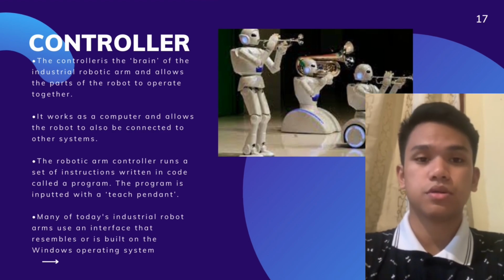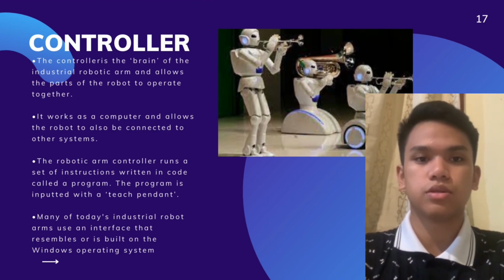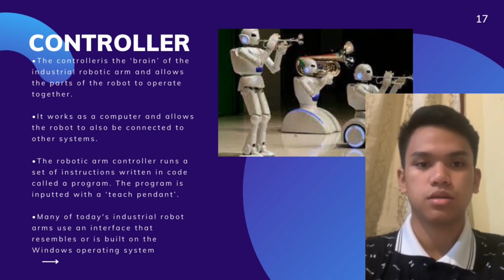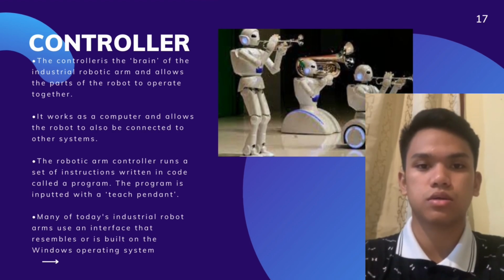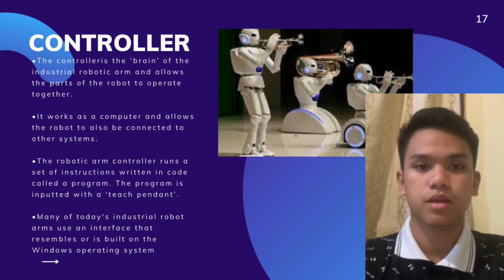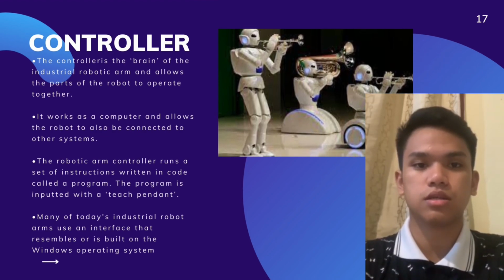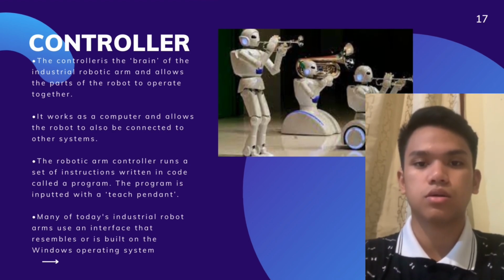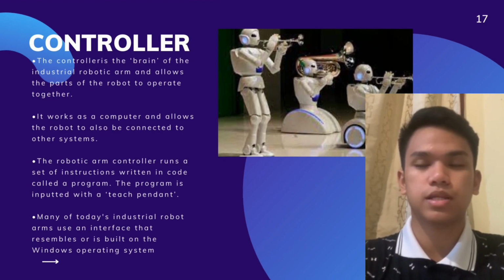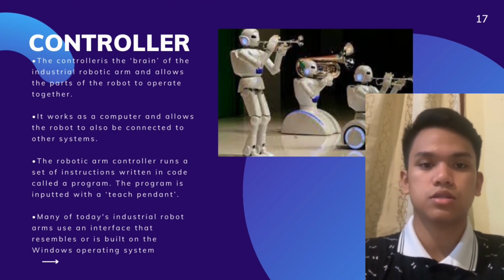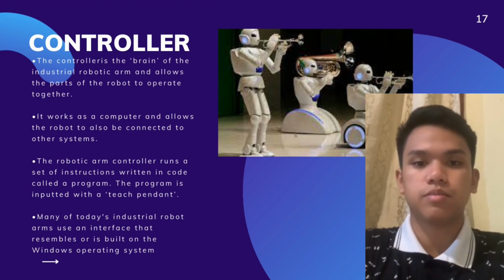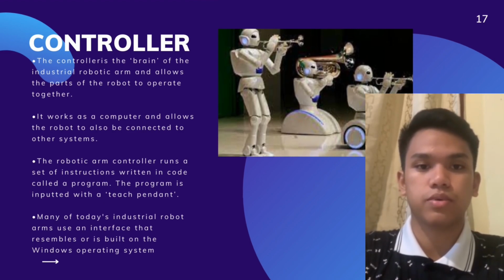Controller. The controller is the brain of the industrial robot arm and allows the parts of the robot to cooperate together. It works as a computer and allows the robot to also be connected to other systems. The robot arm controller runs a set of instructions written in code called a program. The program is input with a touch pendant. And many of today's industrial robot arms use an interface, and assembly, or are built on the Windows operating system.